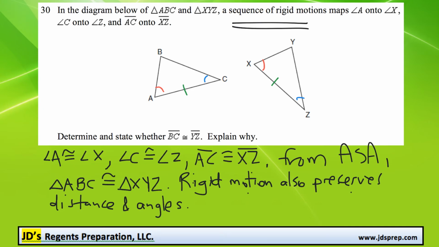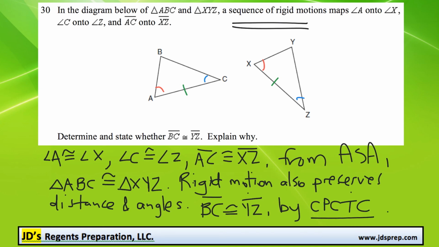But in the end, we can conclude that the line from B to C is congruent to the line from Y to Z. And that is due to the fact that corresponding parts of congruent triangles are congruent, or the good old acronym CPCTC. Okay, and that's all that's needed for that explanation.